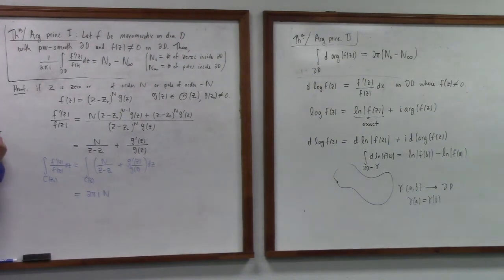The 3it is what matters. So you're going around the circle 3 times, so the change in the argument of f of gamma of t is equal to 6 pi. All right. So argument principle number 2 says that 6 pi is equal to what? Integral.